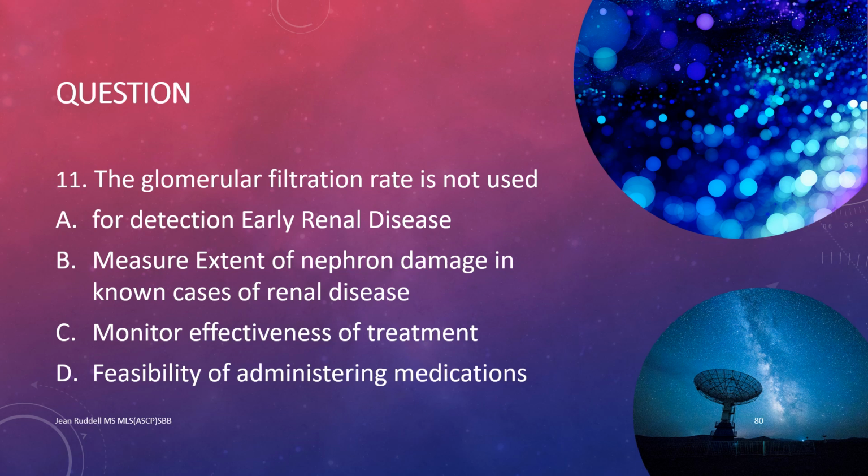Question 11. The glomerular filtration rate is not used A. For detection of early renal disease, B. To measure extent of nephron damage in known cases of renal disease, C. To monitor effectiveness of treatment, or D. Feasibility of administering medications. Remember, the question is what the glomerular filtration rate is not used for, and the answer is A. The glomerular filtration rate is not used for detection of early renal disease. It is used for the other three.